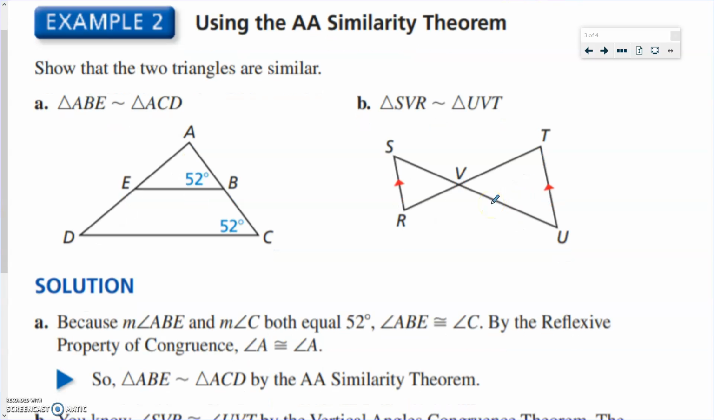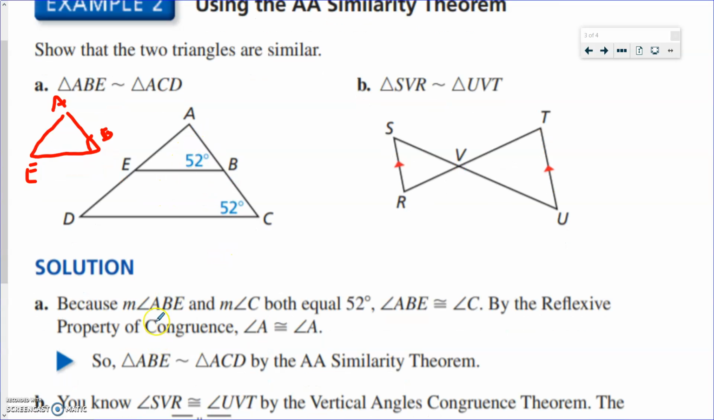All right, so ABE is the little one. And really, if we pull it out, we have the little triangle over our bigger triangle. And so angle A is the same on both of them. And then angle B is 52, and so is angle C. We have two pairs of congruent angles. So because angle ABE and angle C are both equal to 52, we have our 52 and our 52.